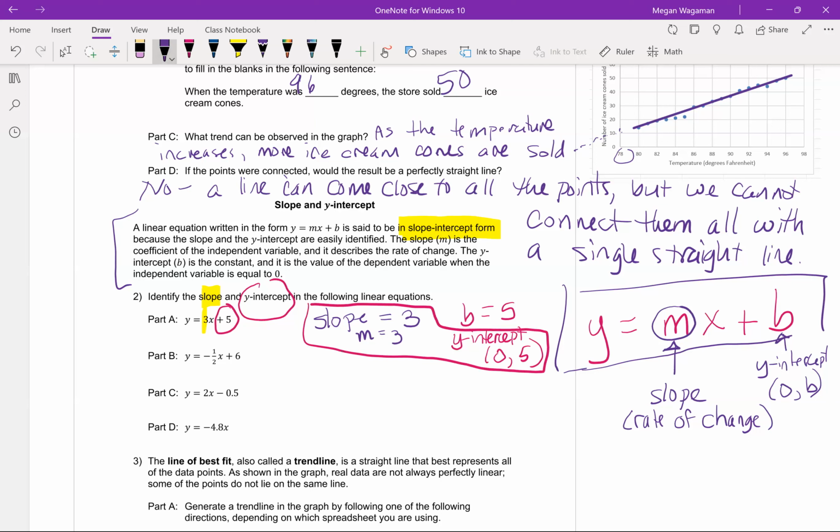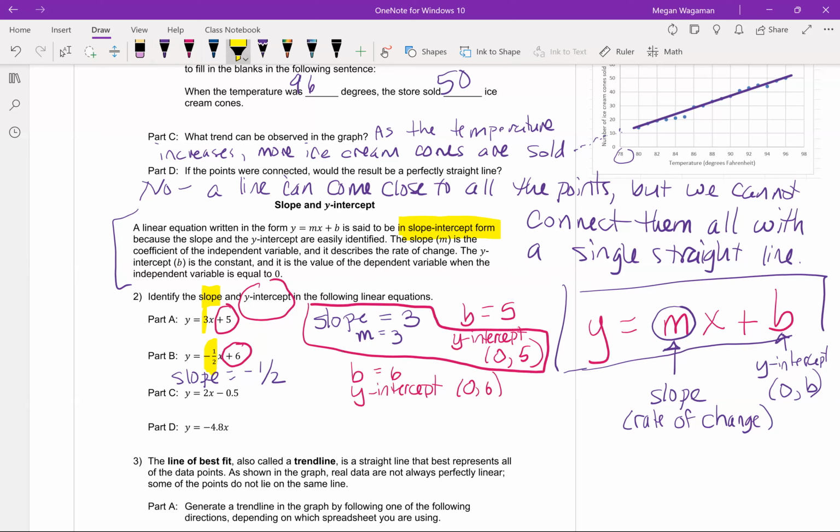Part B, we can do a similar thing. So we're looking at the number that's in front of the independent variable. So our slope is equal to negative 1/2. The y-intercept is the constant, so the number that's by itself. So that is 6 in this case. So I'll just write b is equal to 6, which means that the y-intercept is at 0, 6.